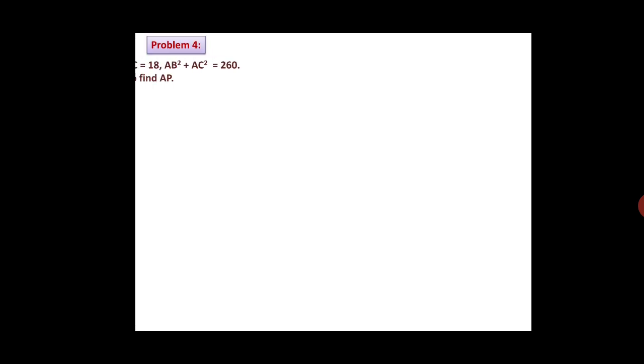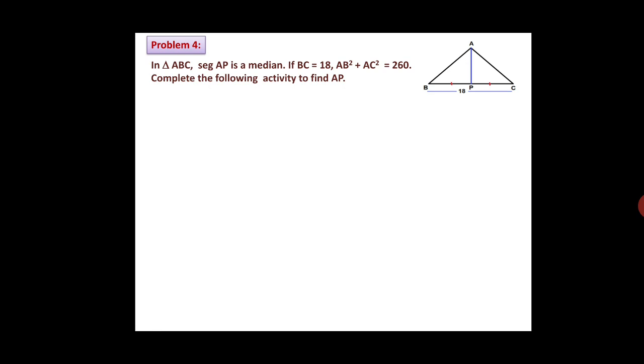Now we will see how 3 marks questions would be. In triangle ABC, AP is the median. So BC is 18, and AB square plus AC square they have given as 260. Complete the activity to find the value of AP. In triangle ABC, P is the midpoint of BC.